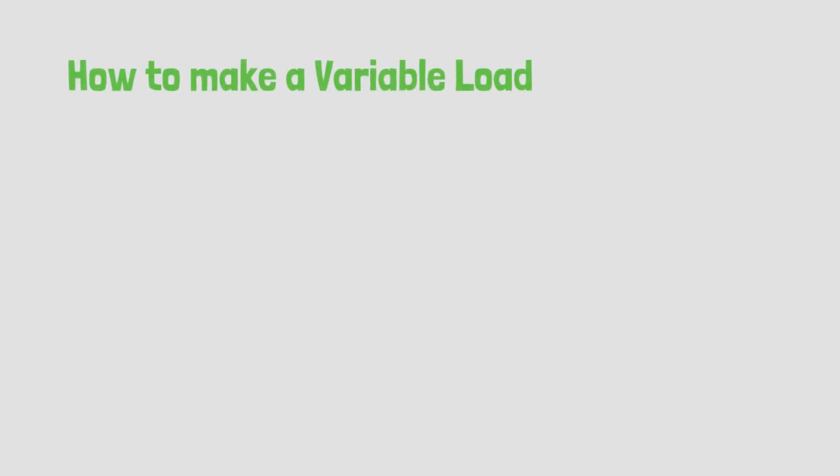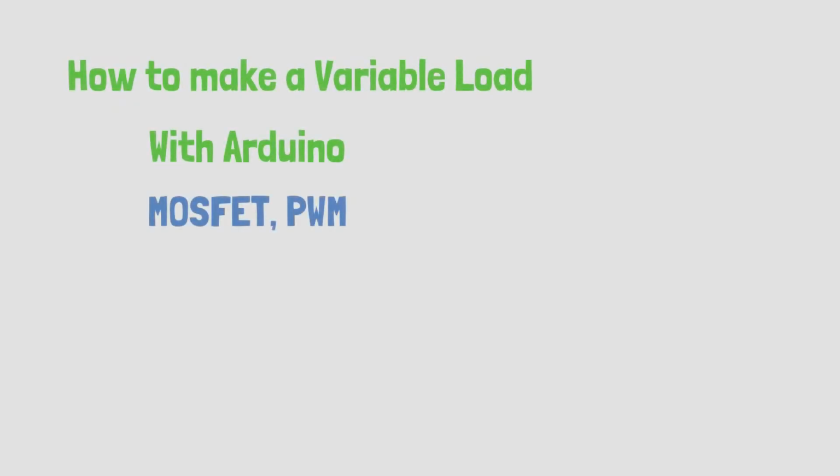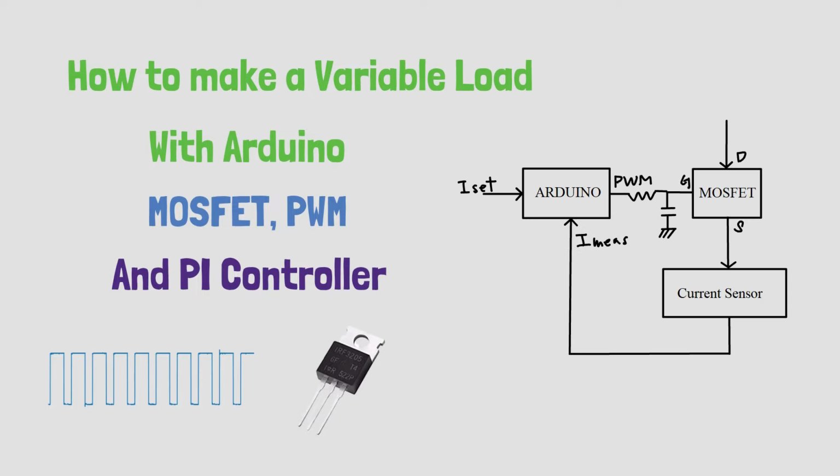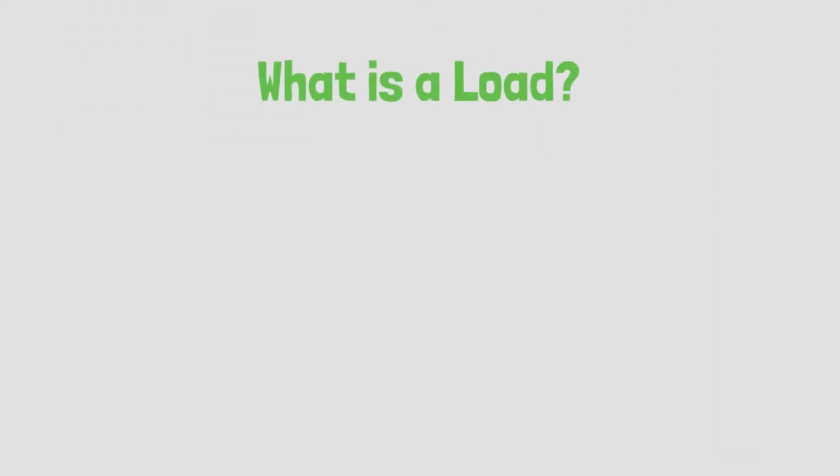Hello everyone. In this video, I'm going to explain how to make a variable load with Arduino and a PI controller. It includes modeling the system to a transfer function and the procedure to select the gain of each part of the controller. So, what is a load?